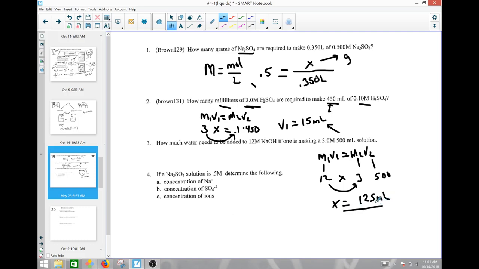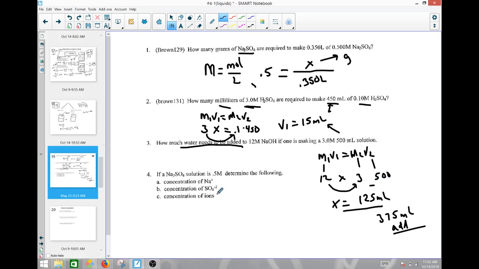How much you start with? That's not what the question asks. How much water needs to be added? So 500 minus the 125 is 375 milliliters of water to add. If I want to add that amount to my 125, I'll have 500. Okay, next one, number 4.